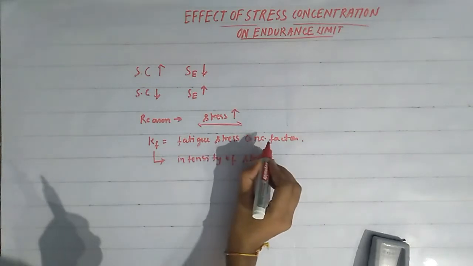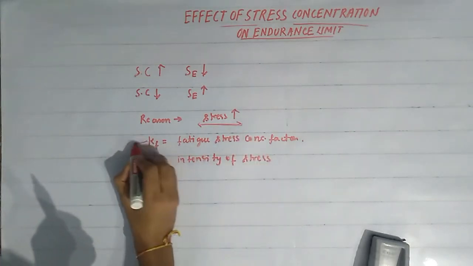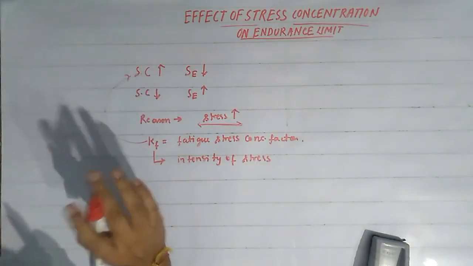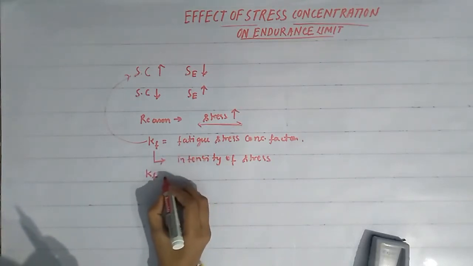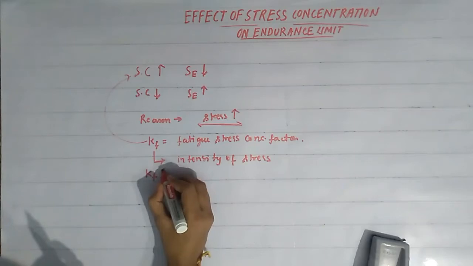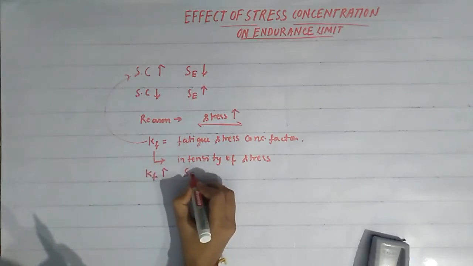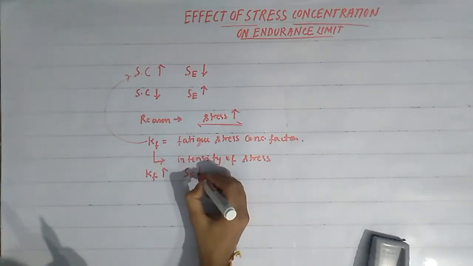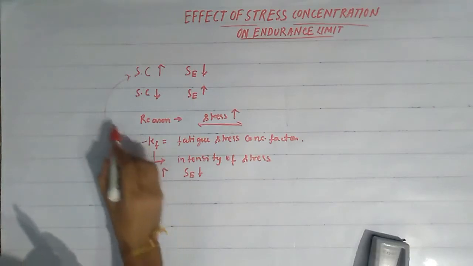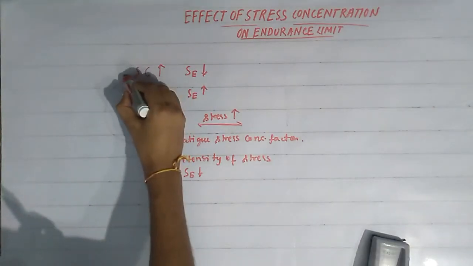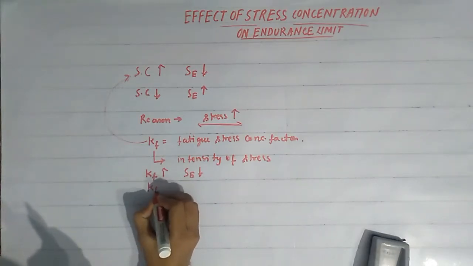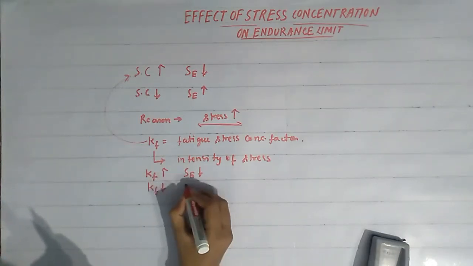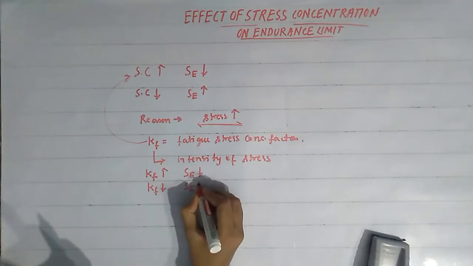Now friends, the fatigue stress concentration factor indirectly tells us about the stress concentration. That's why when Kf, the fatigue stress concentration factor, increases, then the endurance limit of the specimen will decrease, because it is indirectly showing the stress concentration factor in another way. So when Kf decreases, then the endurance limit will increase.